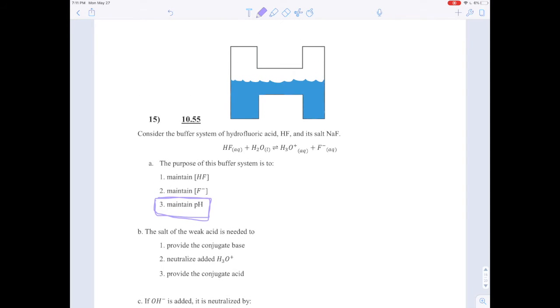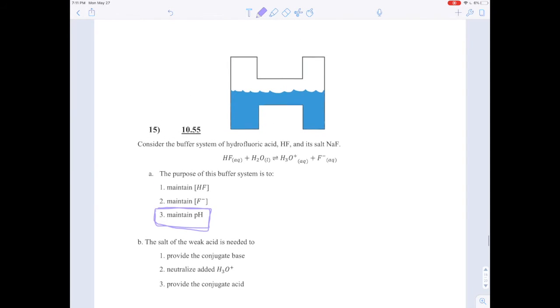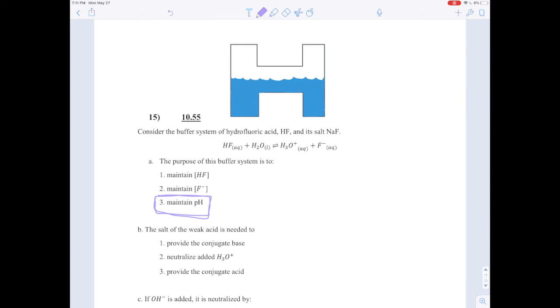Now, B says the salt of a weak acid is needed too. And so at first blush, it might not seem like there is a salt here at all. But look at the instructions. They say, consider the buffer system of hydrofluoric acid, HF, and its salt, NaF. So NaF here is the salt. And you know it's a salt because you have a metal and a nonmetal. Anything that has a metal and a nonmetal, any ionic compound, is also called a salt in chemistry.